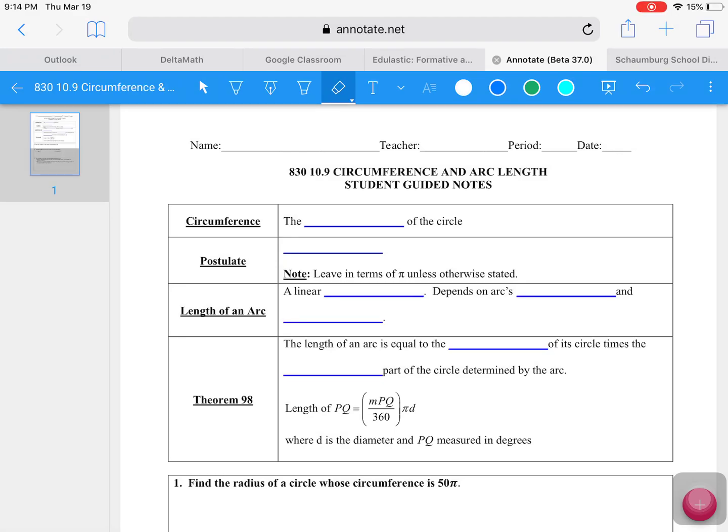Alright guys, we're going to pick up kind of where we left off. When we were finishing up chapter 10, we were talking about arcs and how arcs were measured in degrees, and then what fraction of the circle those arcs were. So arcs can be measured in degrees, and arcs can also be measured with linear measurements like feet, inches, centimeters. And in order to figure out the actual length of an arc, you're going to have to work with circumference. Okay, so circumference is the perimeter of the circle.